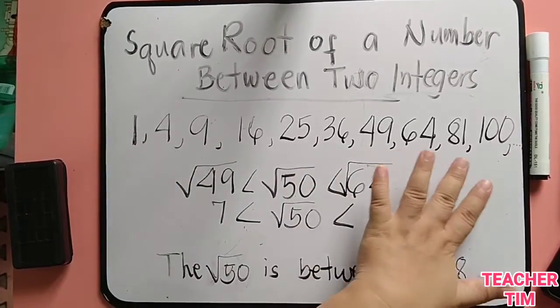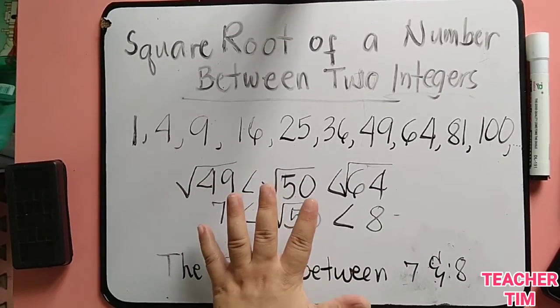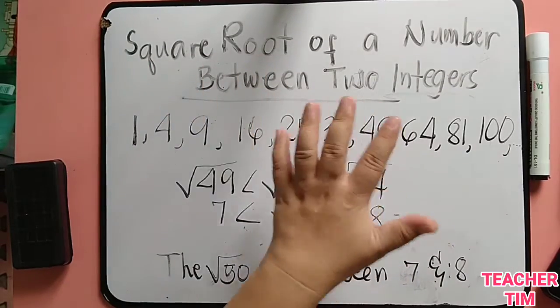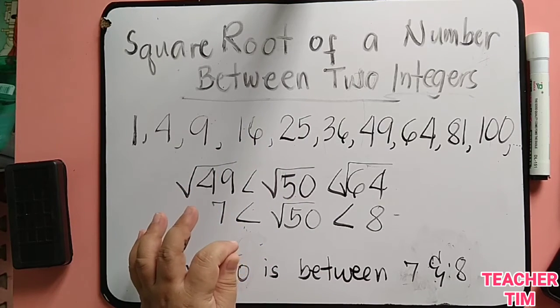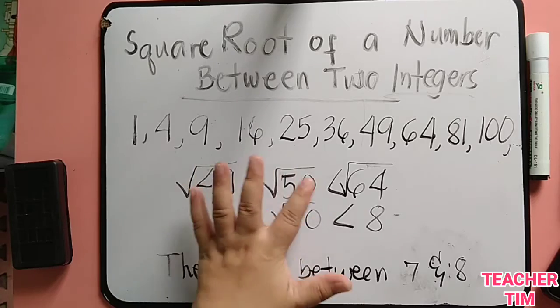So that's the easy way for you to identify the square root of a number that is not a perfect nth, or is considered irrational.